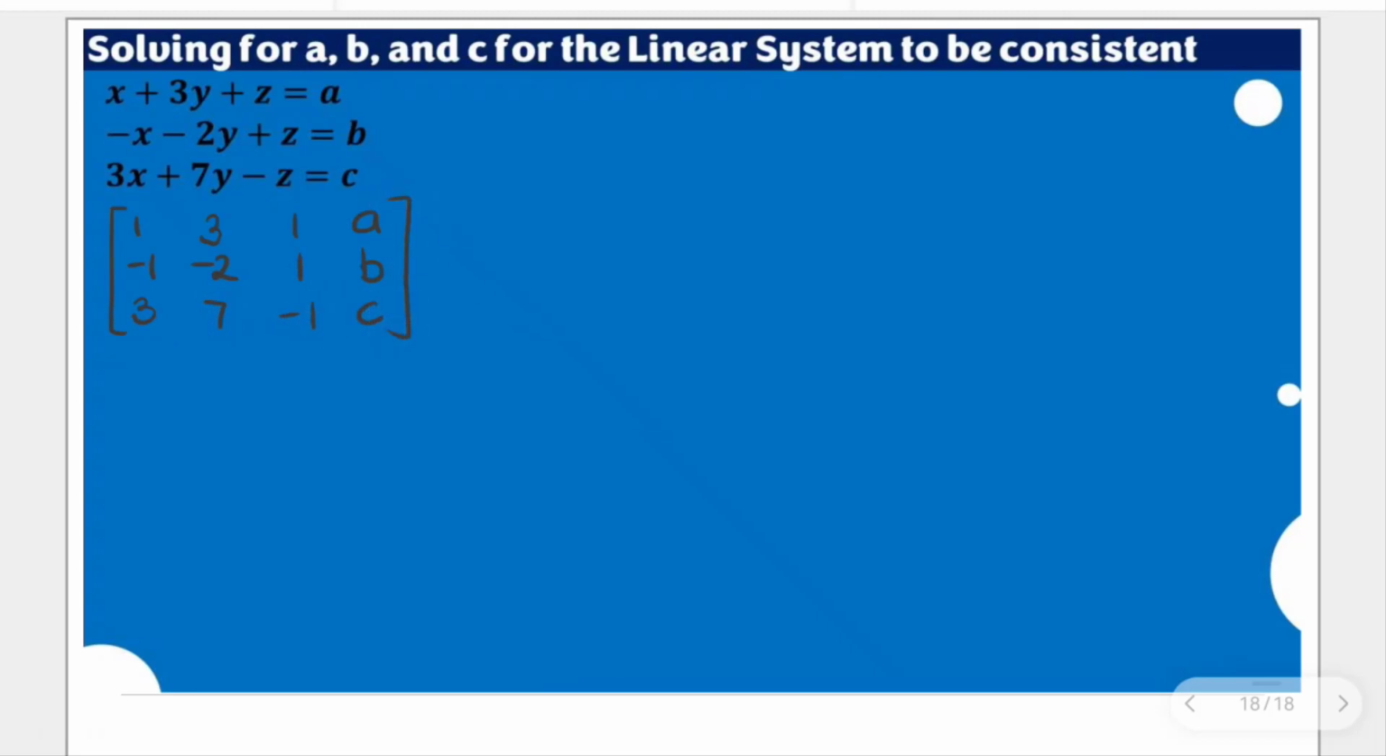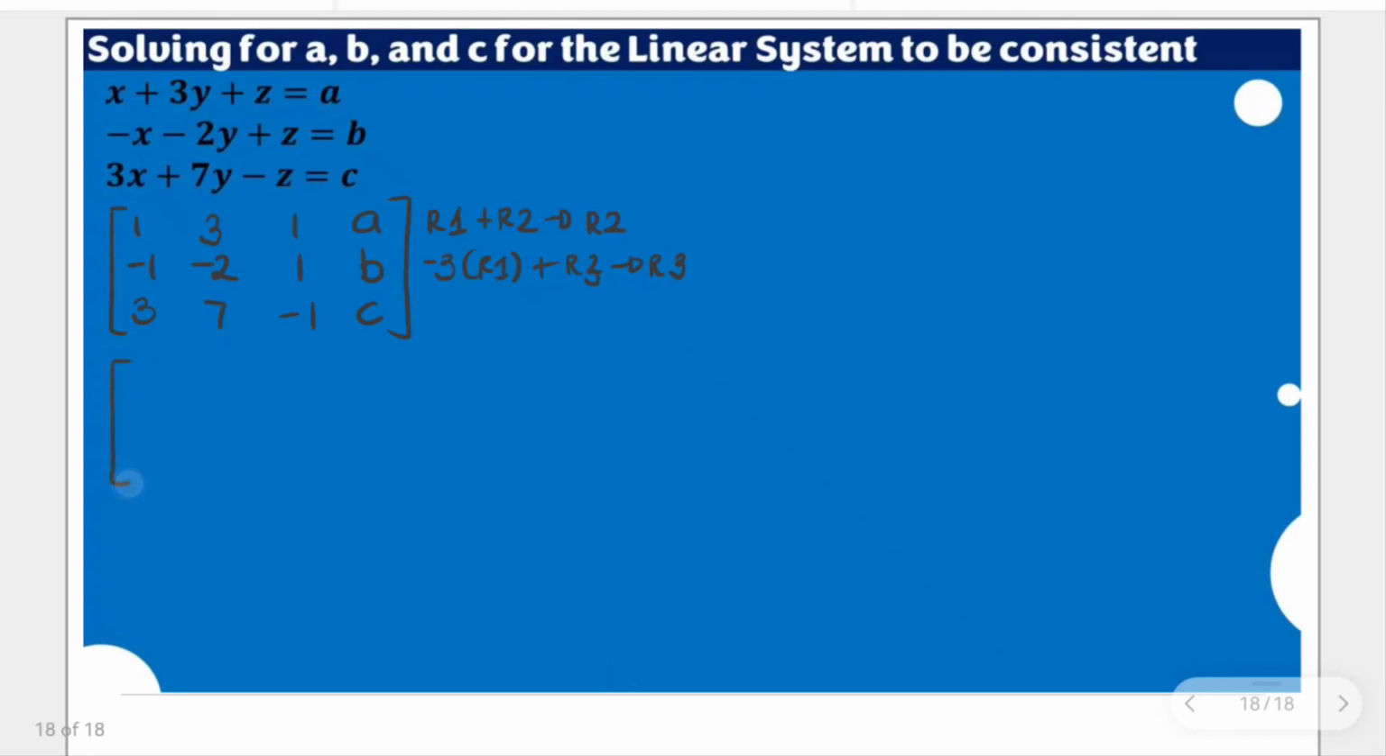Let's try to apply row operations that will reduce this matrix into a row echelon form. Since the leading entry of your first row is a leading 1, no need to divide or multiply all entries of that row by something else. So we are going to make these two zeros now. We can do that by simply adding row 1 and row 2 for a new row 2, and multiplying negative 3 to row 1 plus row 3 to have a new row 3.